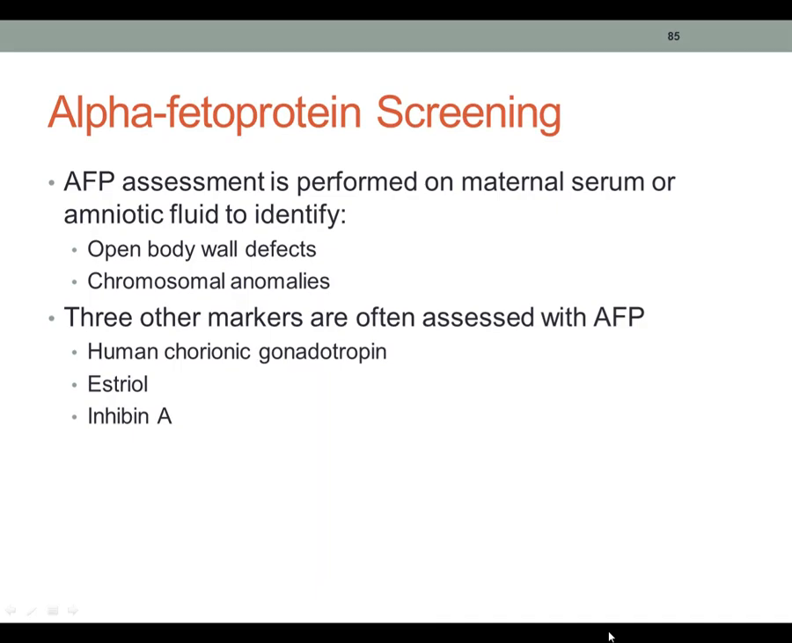So the first one we're going to talk about is the alpha fetoprotein screening. It's performed on mom's blood or on the amniotic fluid to identify open body wall defects or chromosomal anomalies. And there are 3 markers: the human chorionic gonadotropin, estriol, and inhibin A.